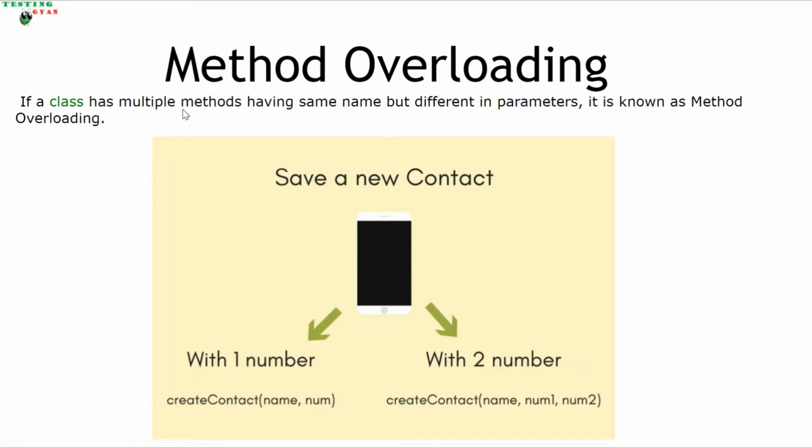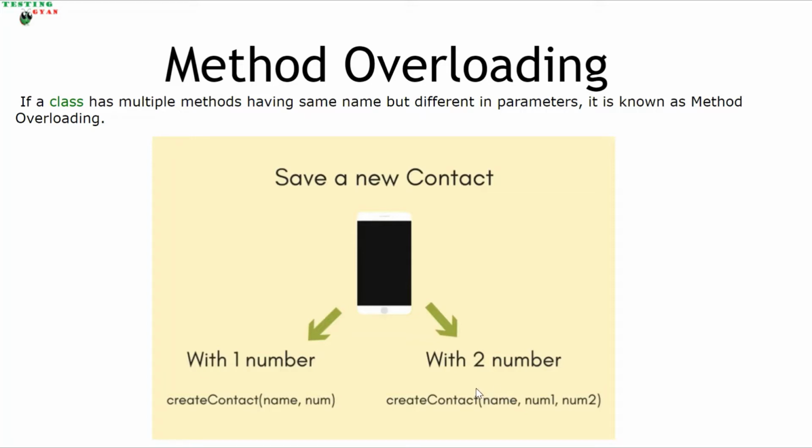If a class has multiple methods having the same name but different parameters, it is known as method overloading. Let's understand it with an example. Let's say there's a class Phone which has two methods, both named createContact. The first method accepts only a name and a number, whereas the second method accepts a name and two numbers. In your phone also there is an option wherein you can save a name corresponding to one number, or you can save a name corresponding to two numbers.